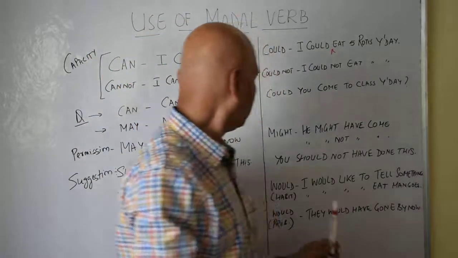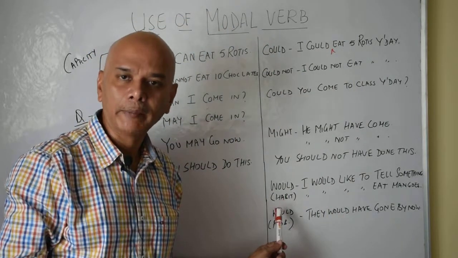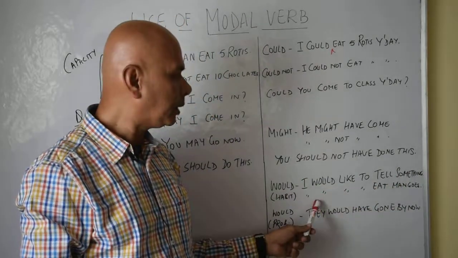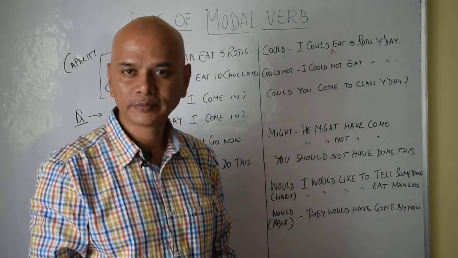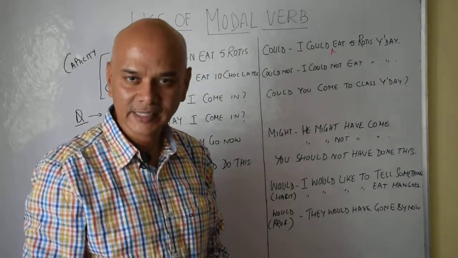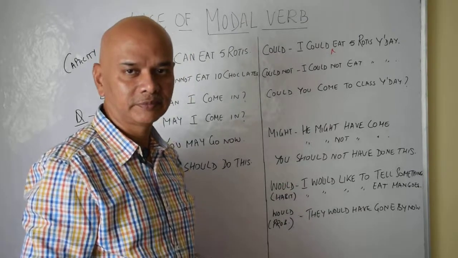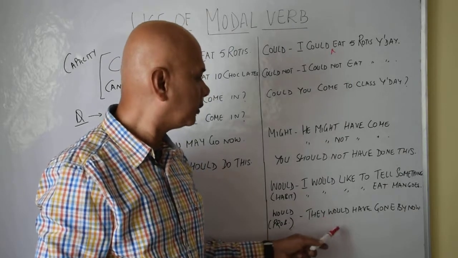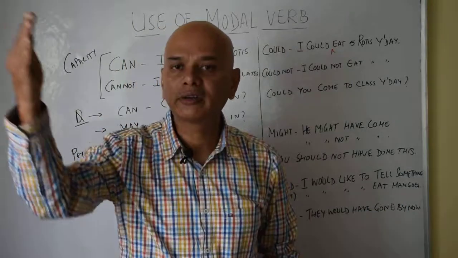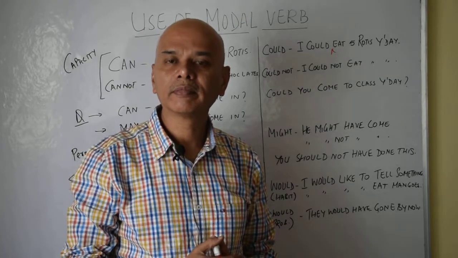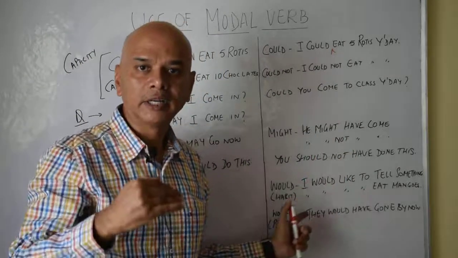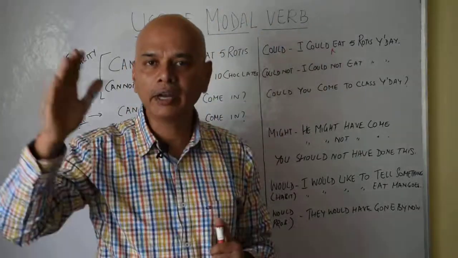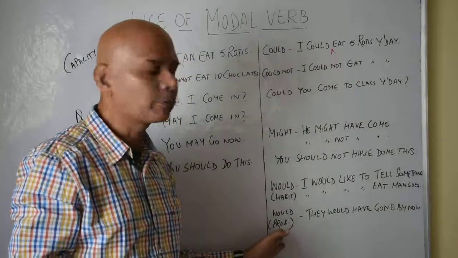We go to the next one, would. Would is used for habit also. I would like to tell something. Another example, I would like to eat mangoes. I would like to do this. This is your habit. Second is a probability, a possibility also. They would have gone by now. The train might have come. Another one, the train would have come. The train would have left. The train would have gone. So this is also a probability.